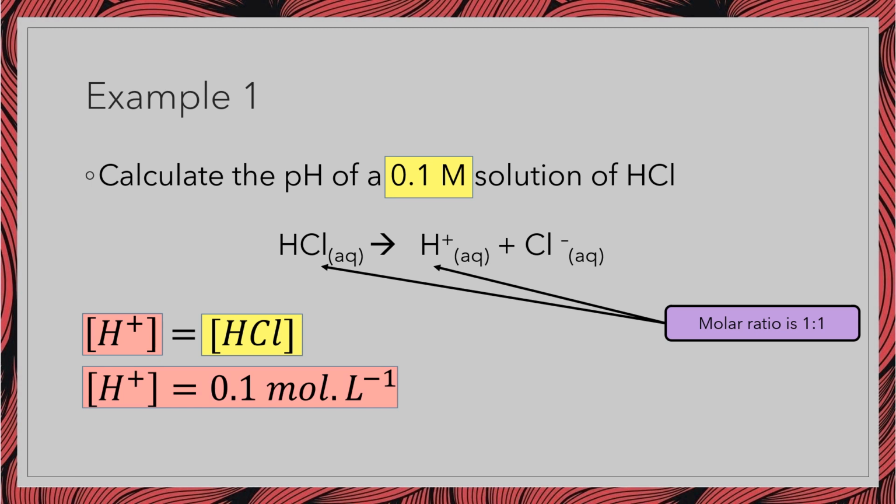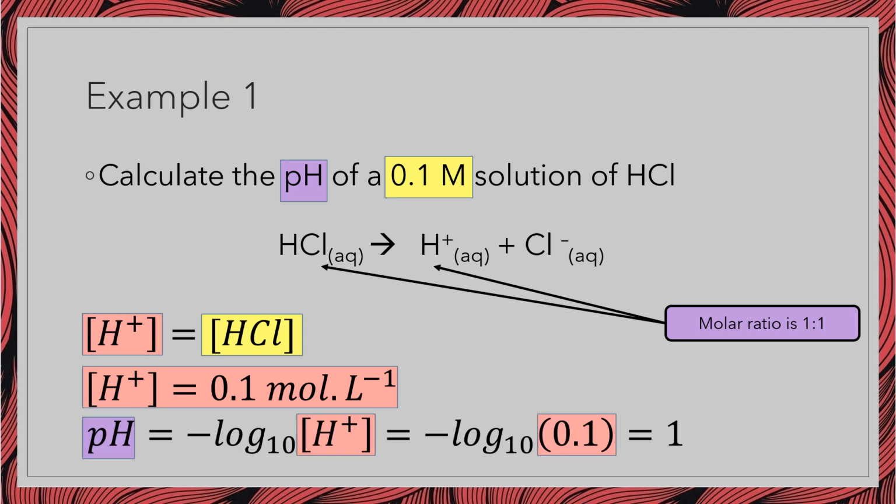So therefore our hydrogen ion concentration is 0.1 moles per liter. And then to calculate our pH, it's negative log 10 of our hydrogen ion concentration, which is negative log 10 of 0.1, which is equal to 1. And so that's our pH. So pH of 0.1 molar HCl is 1.